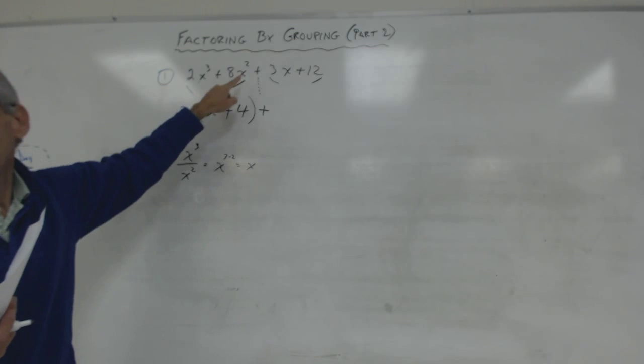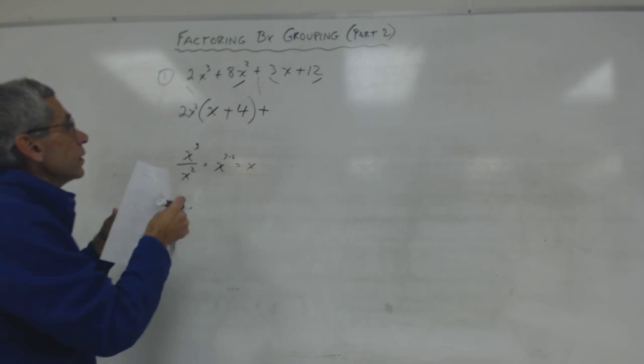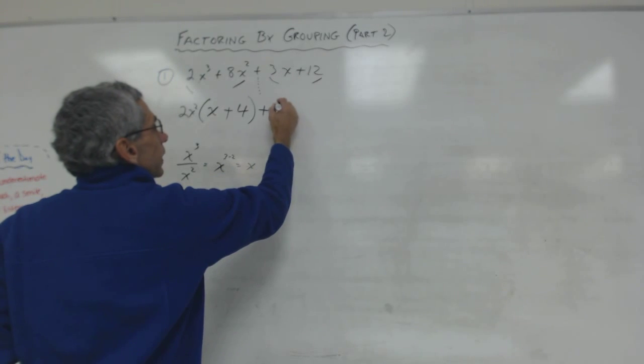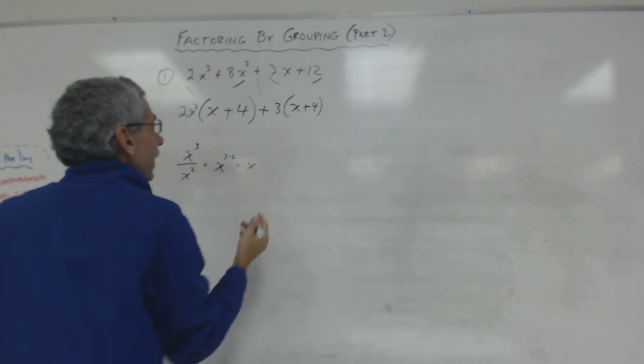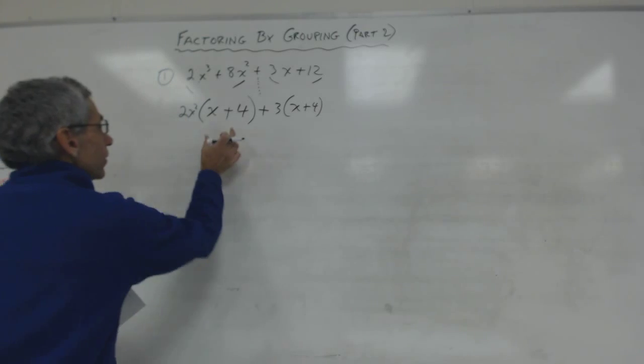The x squareds cross out. I have 2 of them up here. I'm taking 2 of them away, right? And then the plus. What's my greatest common factor here? 3. So what do I have? X plus 4. X plus 4. Do I have blobs now? Yes. And they're matching, right? Yeah. They're the same blobs.